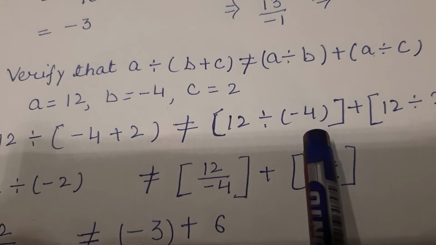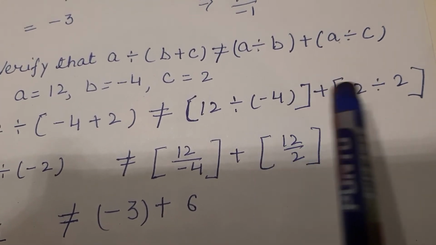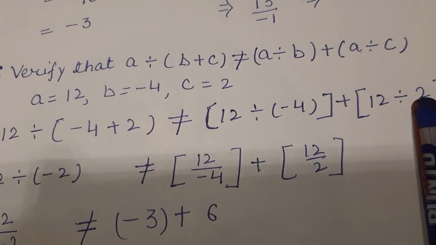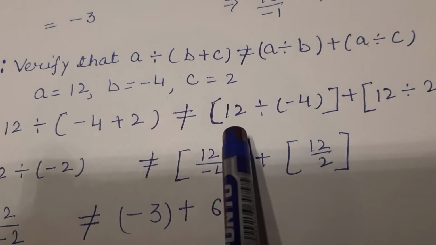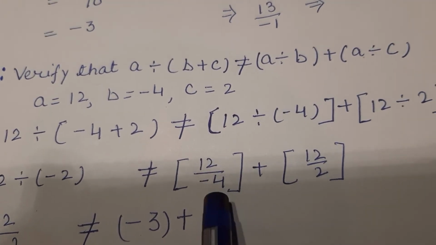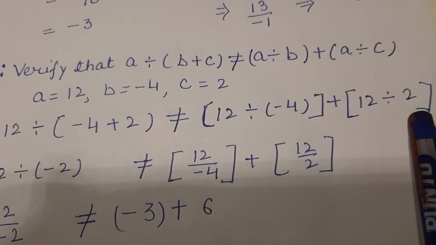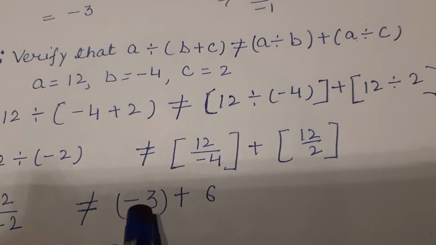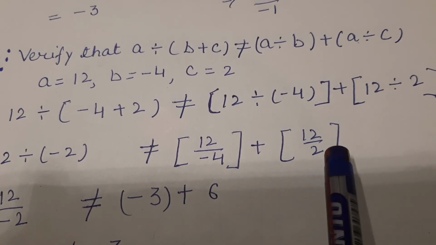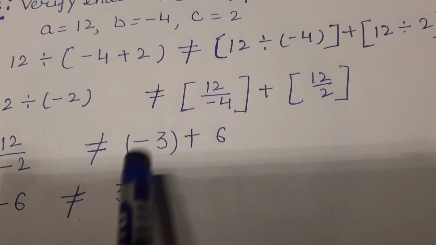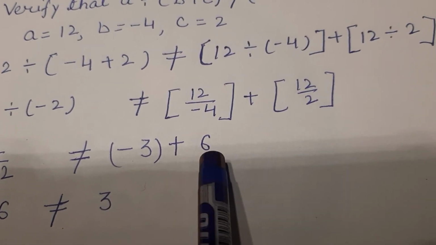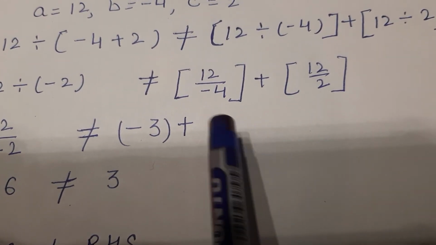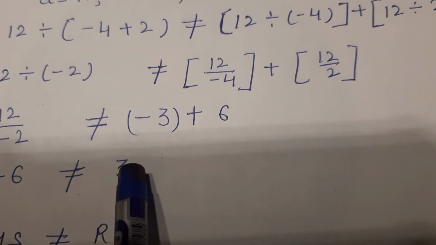Now we will prove the right hand side. Similarly again BODMAS, first we will solve the brackets, both the brackets, separately. So 12 divided by minus 4 we can write like this, and 12 divided by 2 we can write this. Now solve 12 by minus 4. You all know it is minus 3. Plus 12 by 2 is 6. Now again it is addition and subtraction of integers. Minus 3 plus 6, you will get plus 3, because the bigger term is positive, so our answer will be positive.